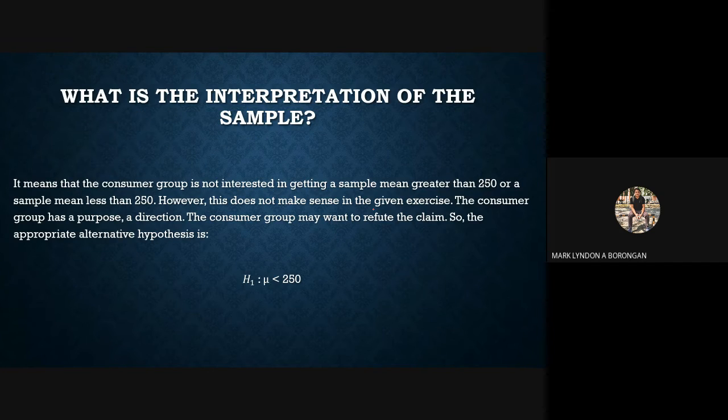So what is the interpretation of the sample? It means that the consumer group is not interested in getting the sample mean greater than 250 or the sample mean less than 250. However, this does not make sense in the given exercise. So the consumer group has a purpose. It has a direction. So the consumer group may want to refute the claim or to prove it wrong. No? Pwede na siya i-prove nga wrong. So the appropriate alternate hypothesis is that H sub 1 will indicate that mu is less than 250. No?